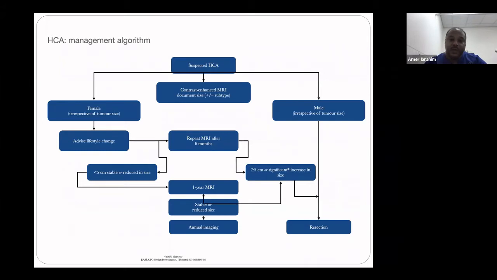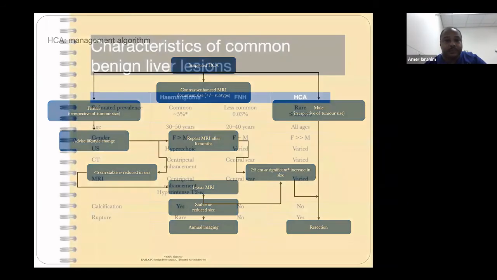Or those female patients who have this tumor more than 5 centimeters, where the risk of malignancy would be more than 10%. So it's much better to do a resection for them than to put them under surveillance.